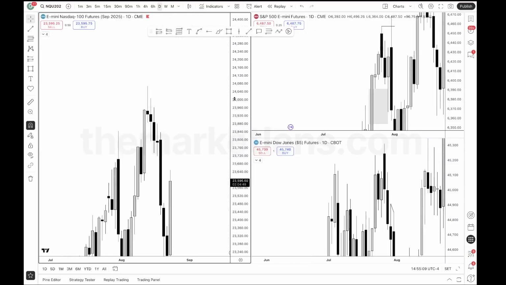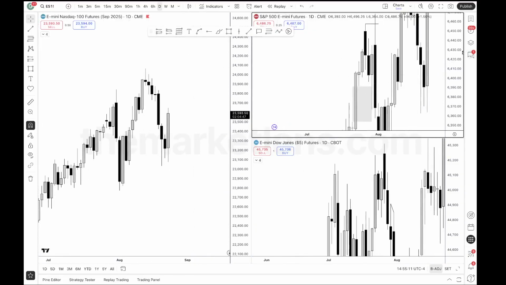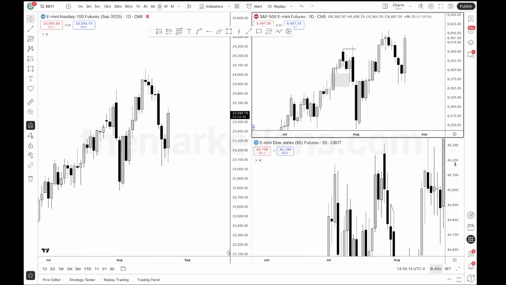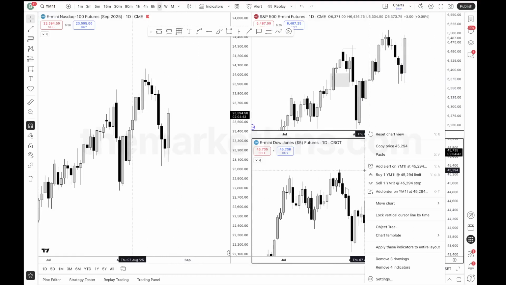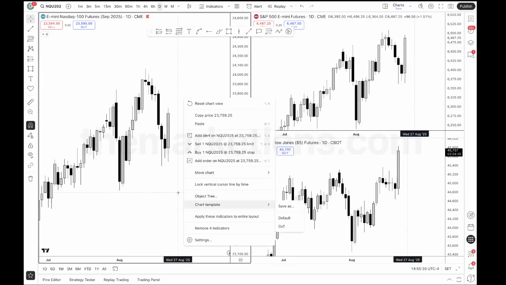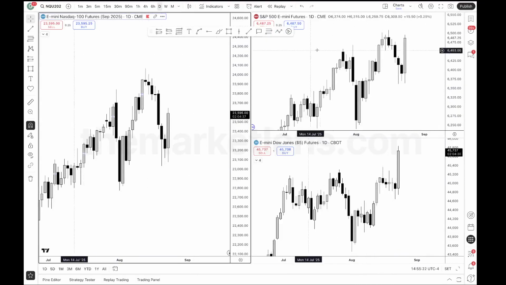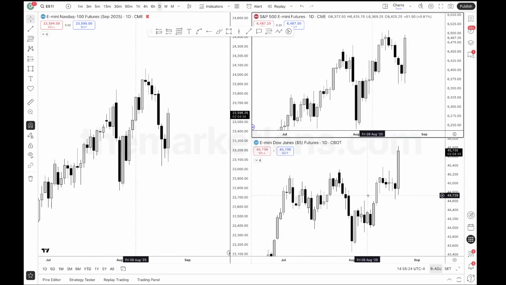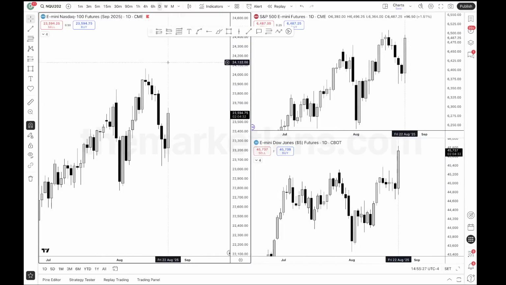So let's go over today's, guys. Let's go over another example because someone just asked that. Let's remove all this noise here. Okay, here's NQ, here's ES, and here is YM on the right bottom screen.